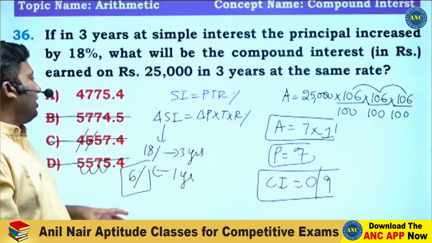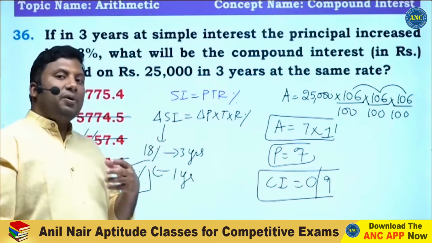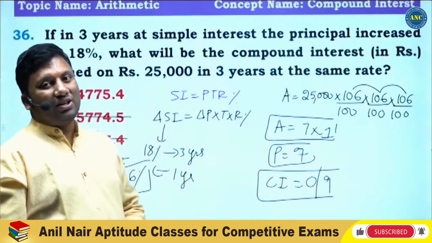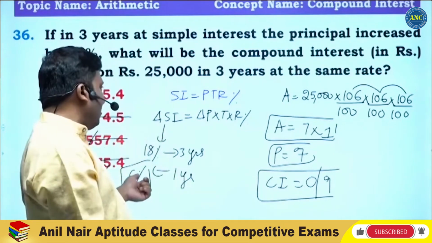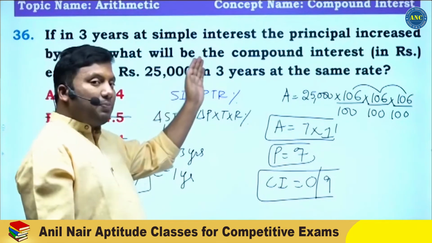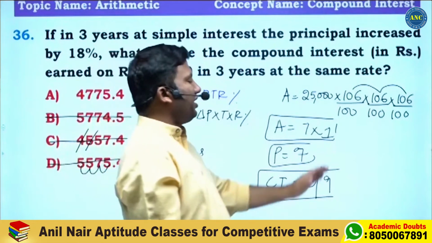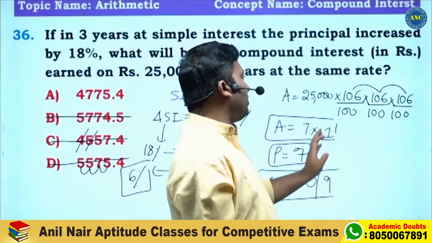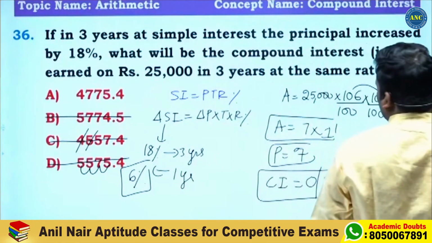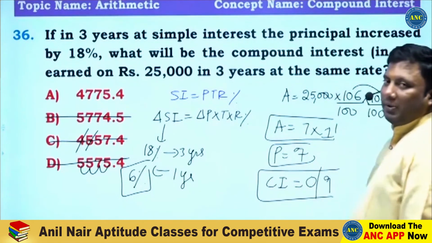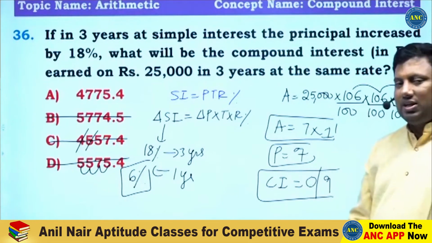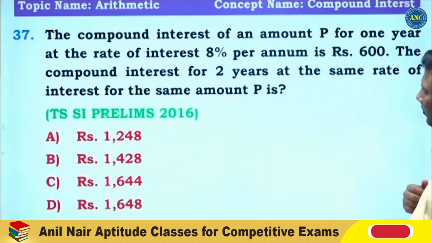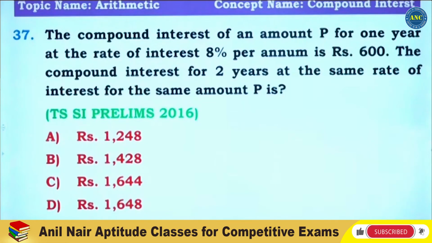There is an increase in SI of 18 percentage for 3 years, so per year the rate of interest is 6 percentage. I have to apply 6 percentage over 3 years: 106 by 100 three times. The amount is 7 and the principal is 7, so the compound interest is 0 or 9. The answer's digital sum should be 9.